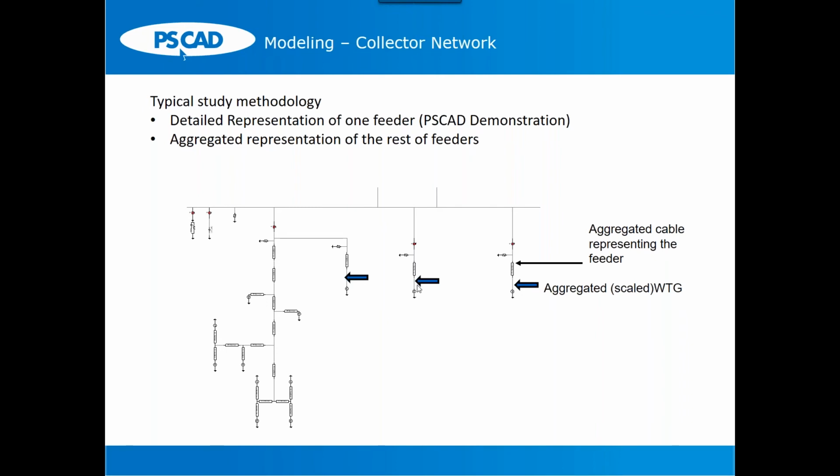Rest of the feeders, you may decide to do the same thing, but that probably is not necessary because most of the time the feeders are relatively similar or identical, not always, but electrically they are pretty similar. So you may decide to represent the other feeders by a single cable or an overhead line section, right? So let me call it the aggregated representation of the feeder. Then what about the wind turbines?